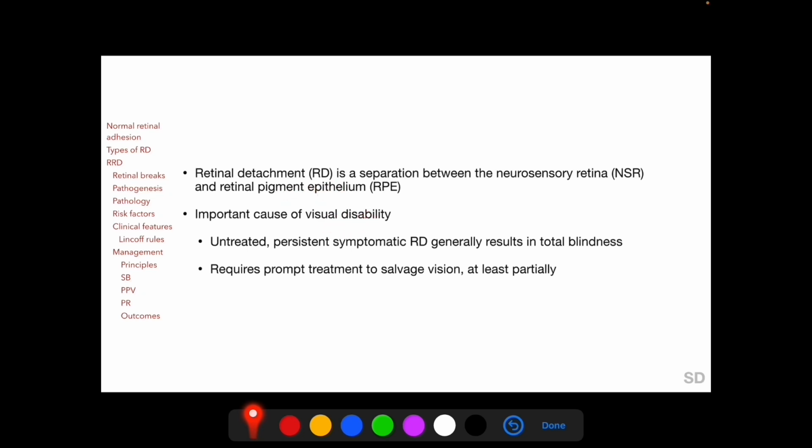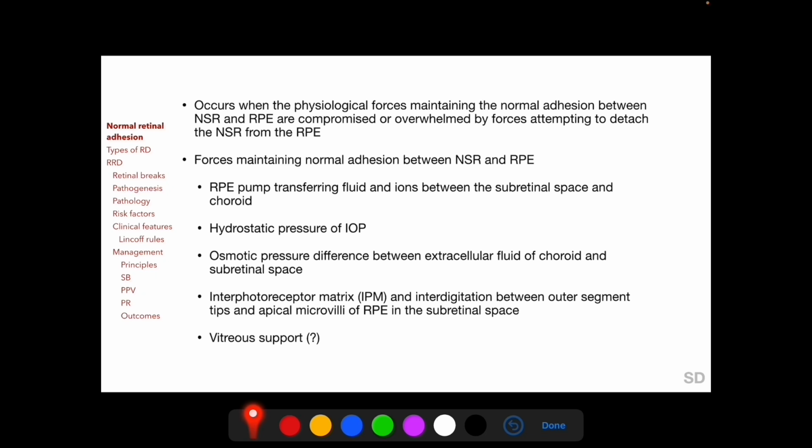visual disability because the photoreceptors receive their metabolic support from the retinal pigment epithelium and the choroid. Untreated, persistent symptomatic RD generally results in total blindness, and so RD requires prompt treatment to salvage vision, at least partially. Retinal detachment occurs when the physiological forces maintaining the normal adhesion between the neurosensory retina and retinal pigment epithelium are either compromised or overwhelmed by forces attempting to detach the neurosensory retina from the retinal pigment epithelium.